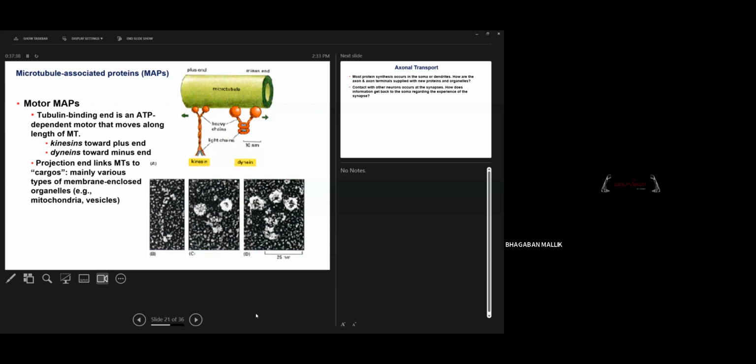That is called anterograde transport. It helps in the anterograde transport. Okay, I might ask a question: what is the role of kinesin? The anterograde transport, retrograde transport. You have to remember this.